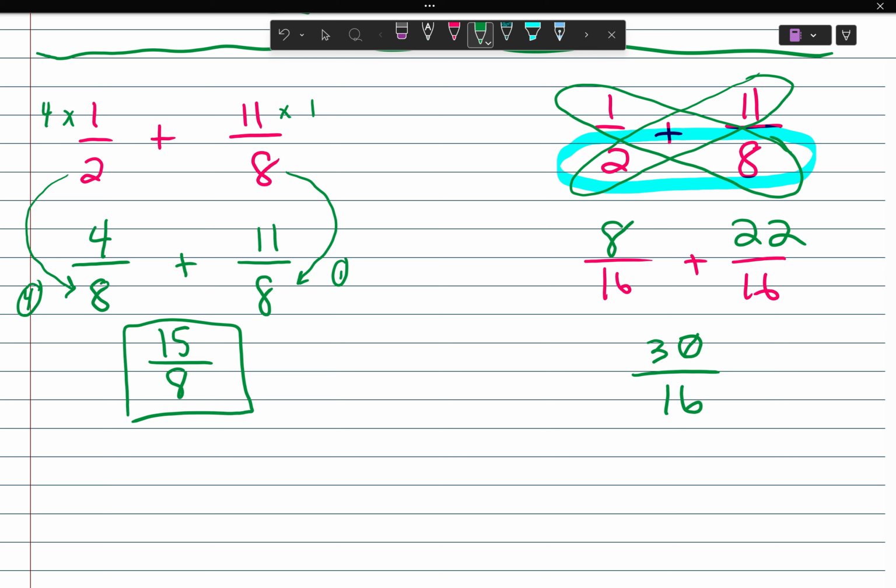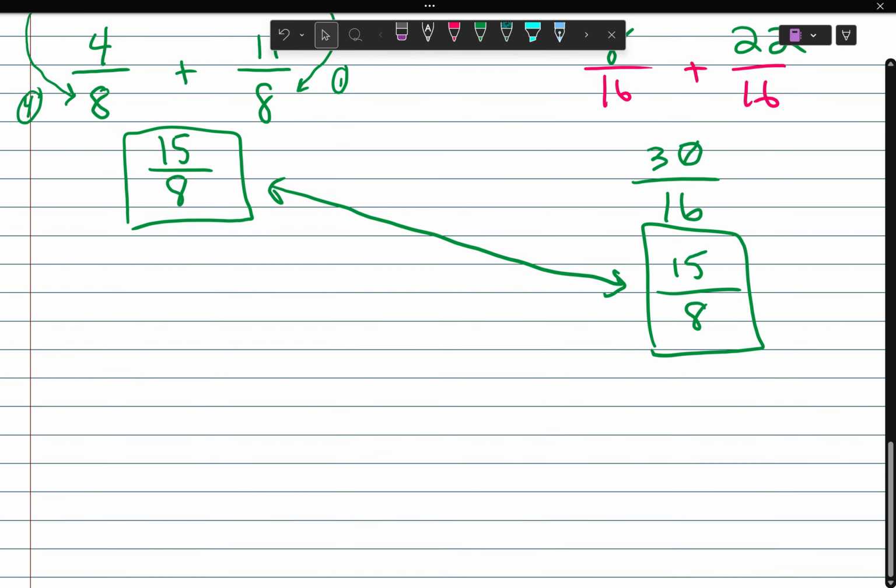And now you just have to simplify. You have to think and say to yourself, think of a number that goes evenly into 30 and 16. Well, I would say 2. 2 goes into 30 15 times, and 2 goes into 16 8 times. And you see we have the same answer. All right, and maybe let's do one more for the road.